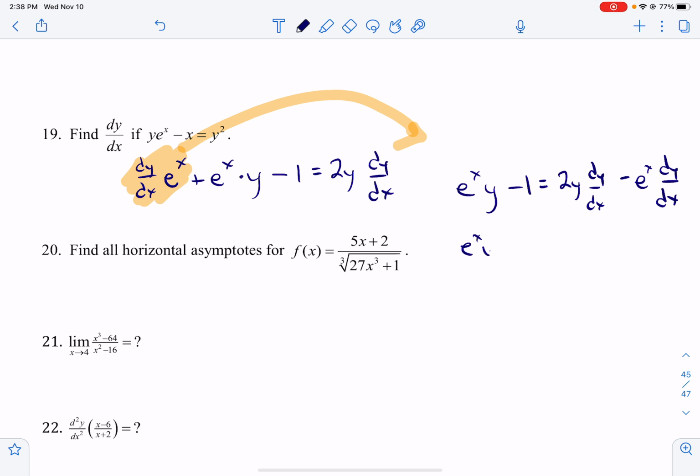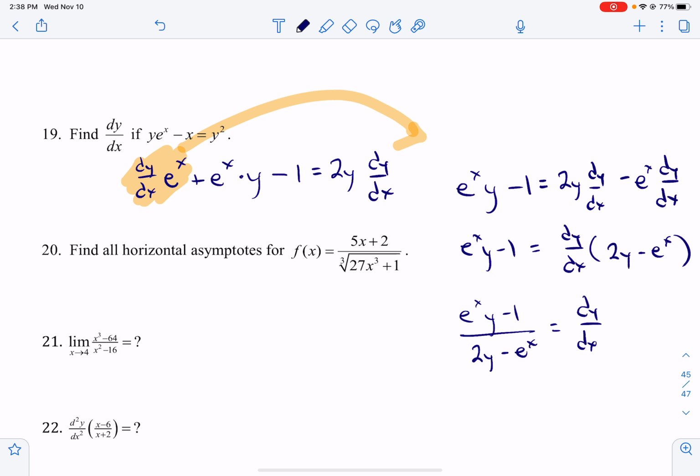e to the x y minus 1 equals, if I factor out dy/dx, then I'm left with 2y minus e to the x. And if I divide that over, I get e to the x y minus 1 divided by 2y minus e to the x. All of that equals dy/dx. And this should be an answer.